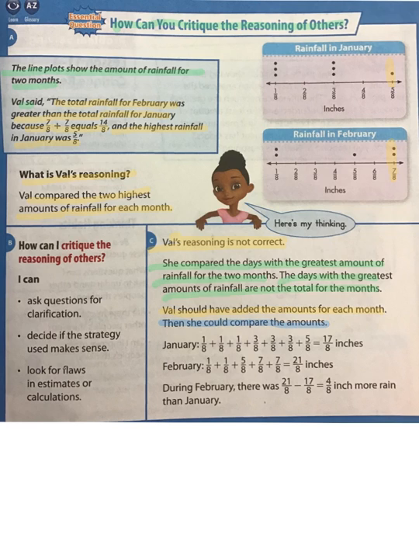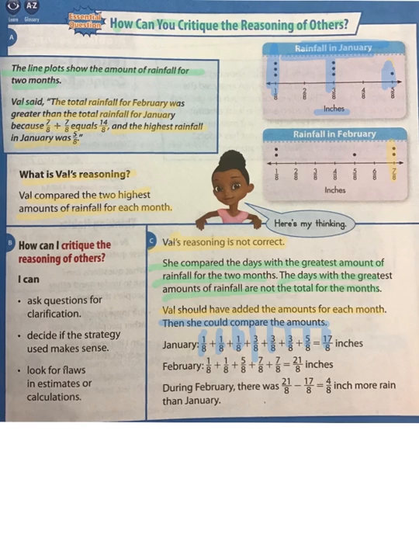Then compare the amounts. So if we look at January up here, we have 1/8 3 times. So that's 1/8 plus 1/8 plus 1/8. We have nothing for 2/8. For 3/8, we have that 3 times. So we have 3/8 plus 3/8 plus 3/8. And then we have 1 5/8. So if we add all that up, we end up with 17/8. Now we don't have to change it because we're just comparing.